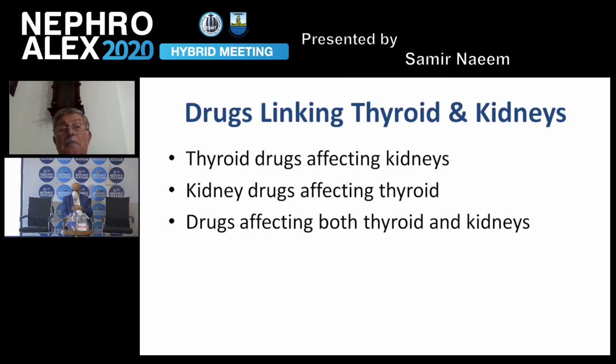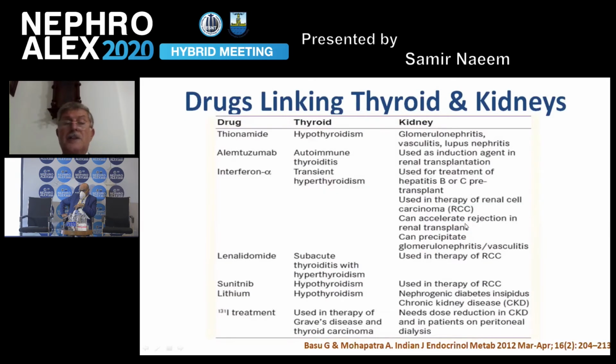The last part is about conditions linking both the thyroid and the kidneys. And the use of drugs is very important. You can have thyroid drugs which affect the kidney, you can have kidney drugs affecting the thyroid, or drugs affecting both the thyroid and kidneys. And I will allude to this table, a very interesting table.